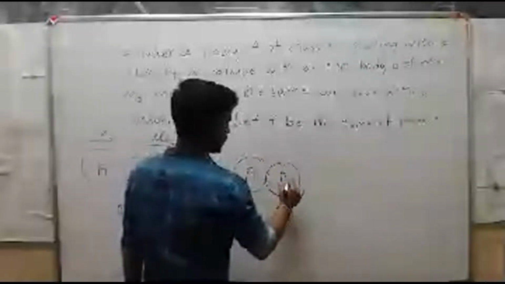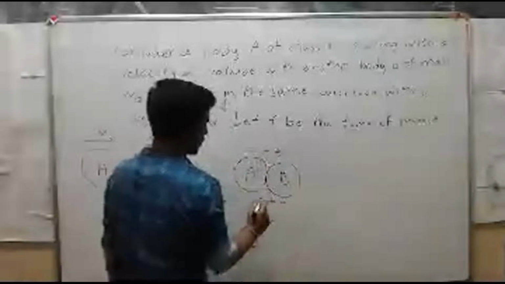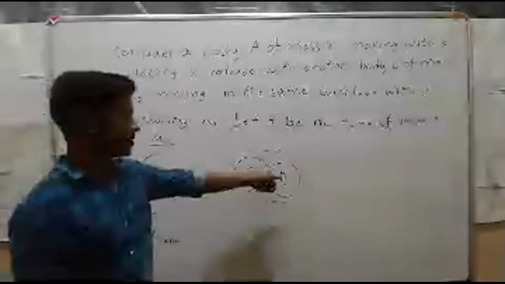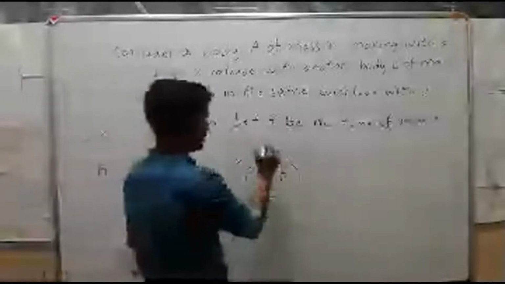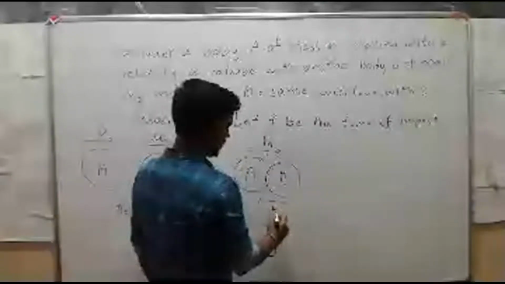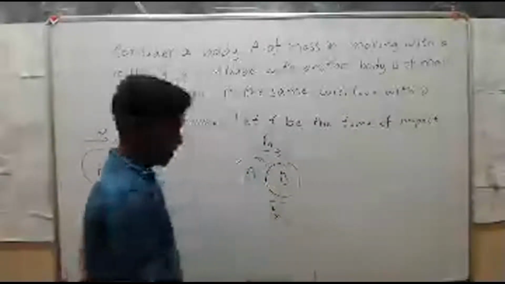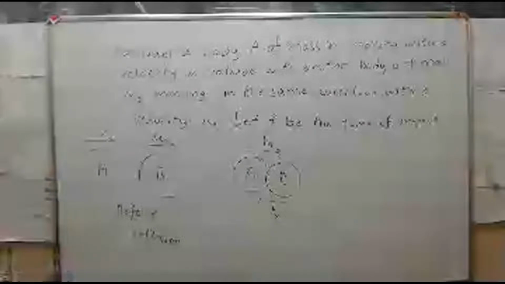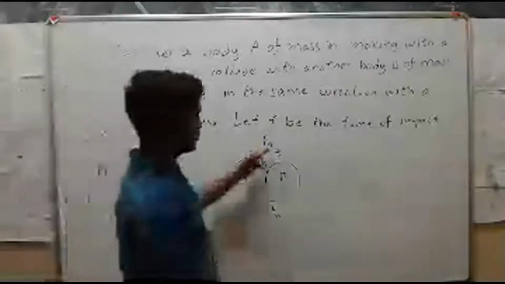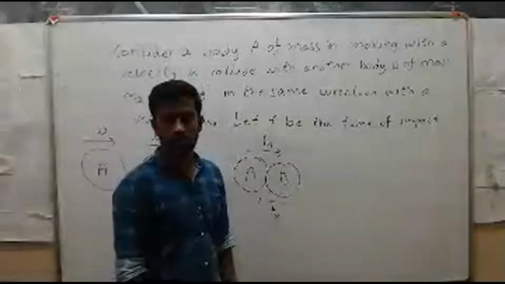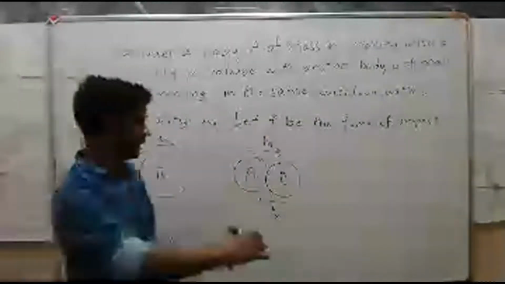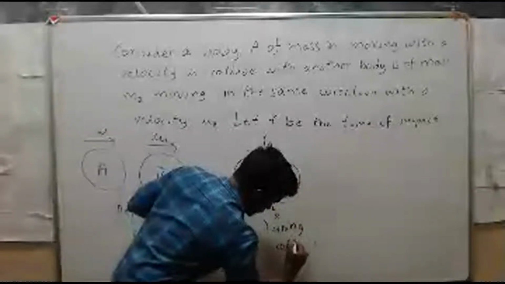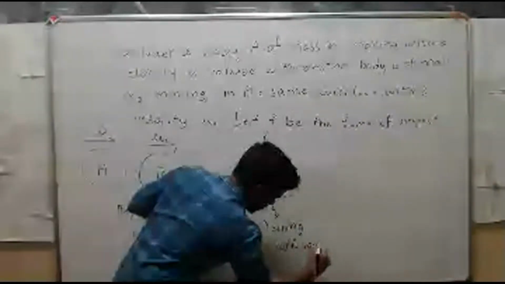Here, object A applies a force on B, and object B applies a force on A. I will take those forces as FA and FB. Both the forces are in opposite directions. Now this is during collision.